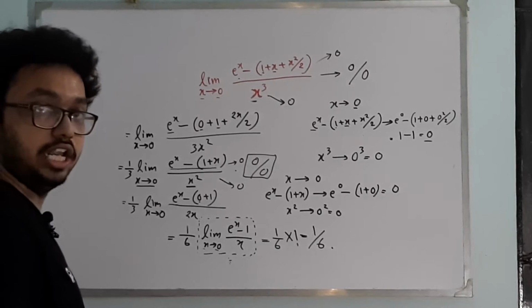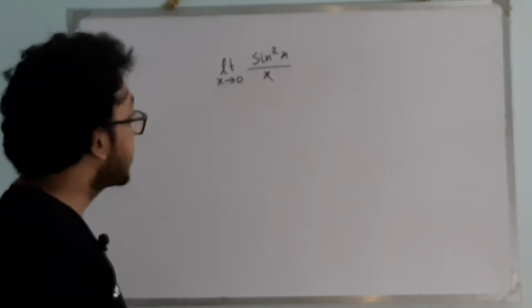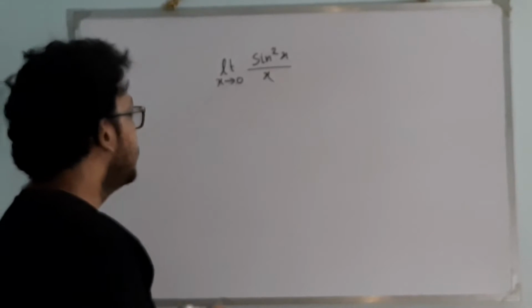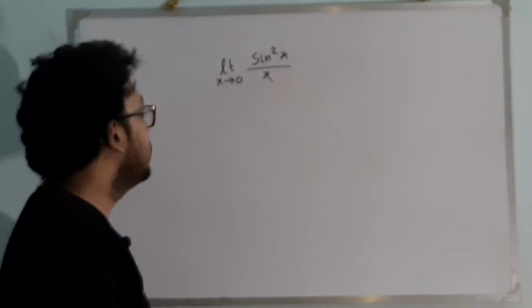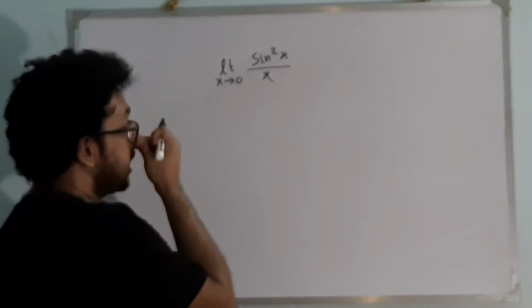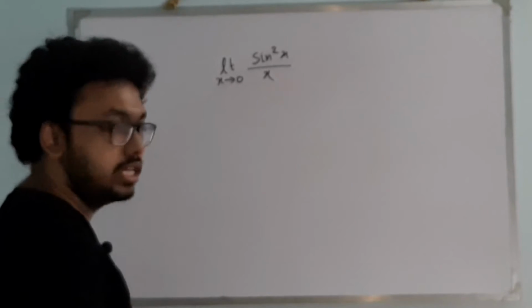Okay. So now let us come to the second problem. The second problem is limit x tending towards 0 sin square x by x. This problem came in the mechanical engineering branch in 2007, I think, as much as I can remember. So let's solve the problem. It's an easy problem.